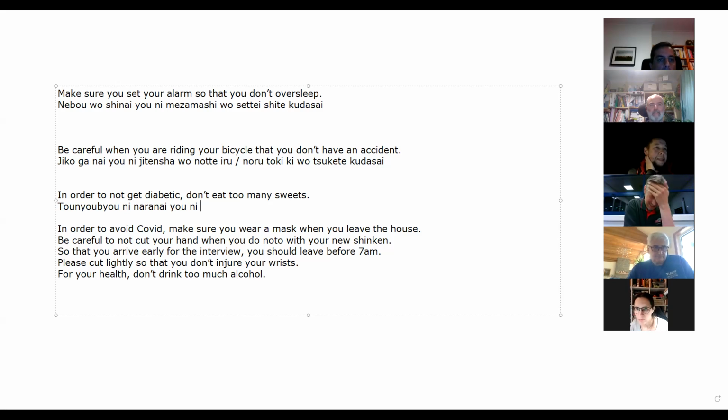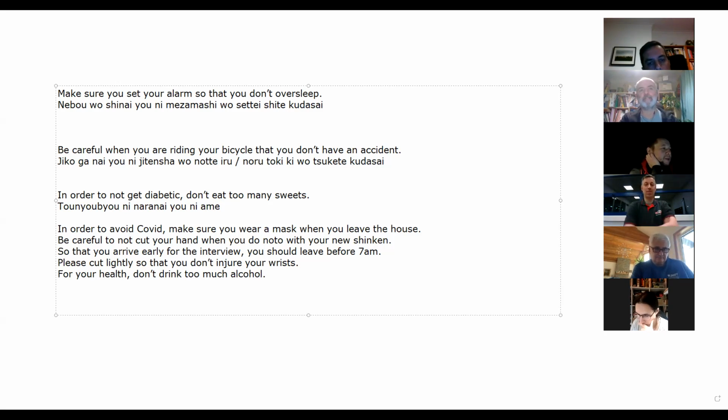Sweets? Is ame. Ame? It sounds like rain, doesn't it? But ame goes up. Actually, of course, rain goes up. Of course, rain doesn't go up, it comes down. It's ame for rain, and for candy, ame, it declines. Good.